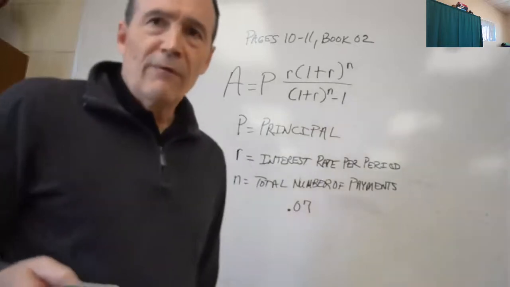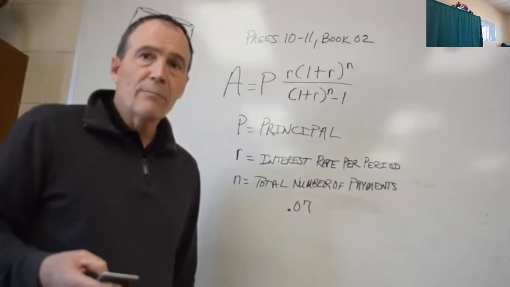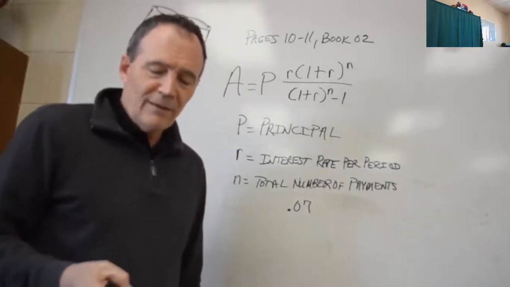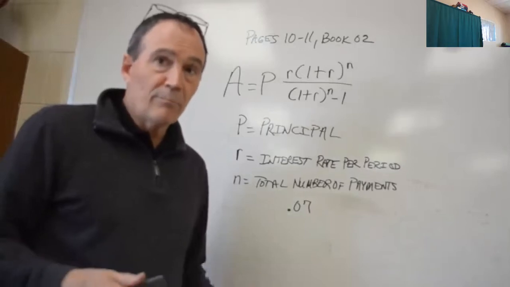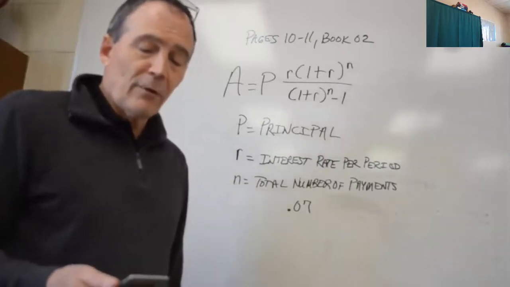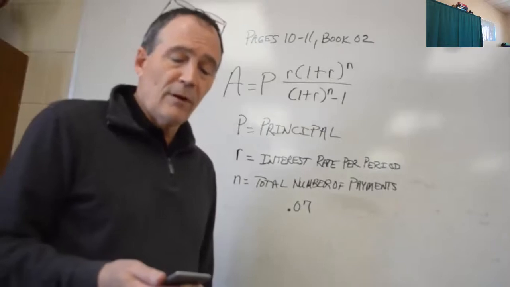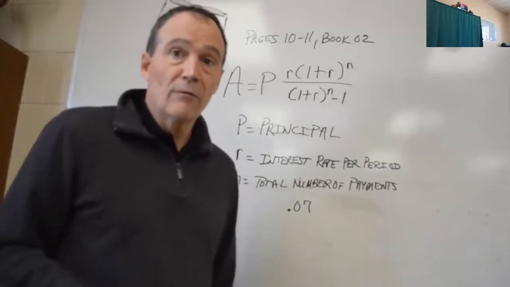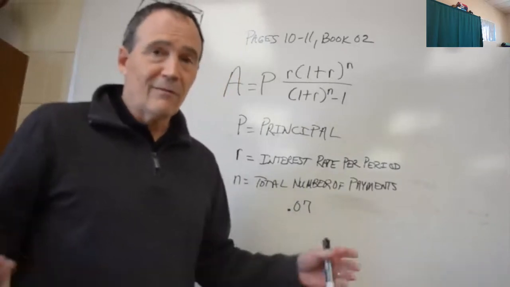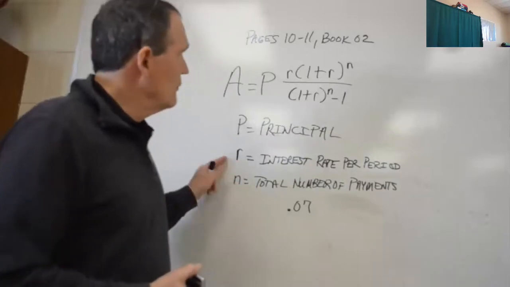Now, if I'm borrowing something at 7%, and I divide that by 12 because there are 12 payments, I'm going to come up with a number 0.0058333333, 9 digits. You say, well, that's a lot of digits. It is. But that's how you find the R value.